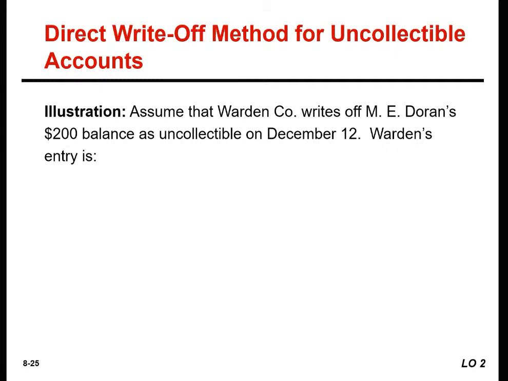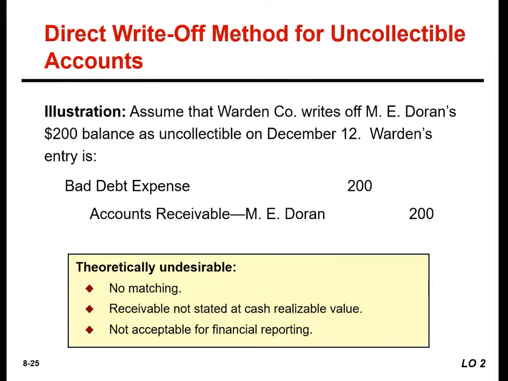Ward & Company writes off Doran's $200 balance as uncollectible on December 12th. So they would have a bad debt expense of $200, and then they would go straight to the accounts receivable account for Emmy Doran for $200. Remember that there's no matching.